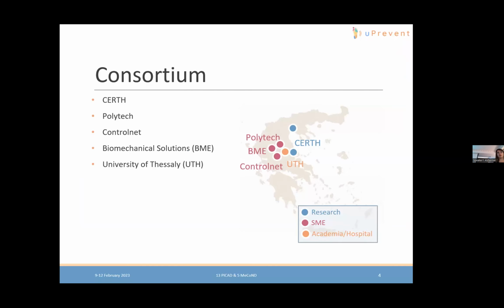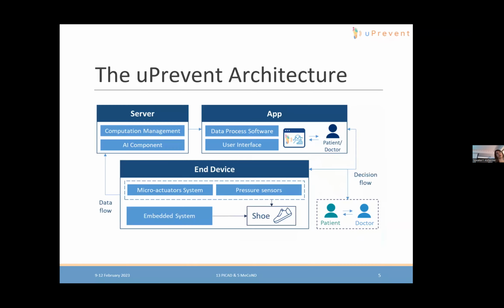The uPrevent project consortium consists of partners from research, academia, medicine, and small medium enterprises located in various areas around Greece. The diagram on this slide presents the uPrevent system data and decision flow across the whole platform.